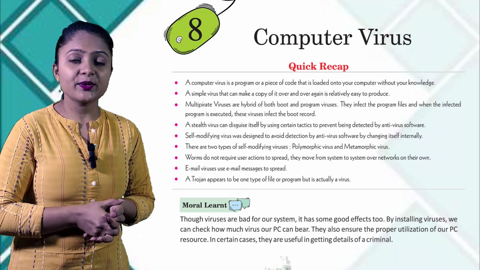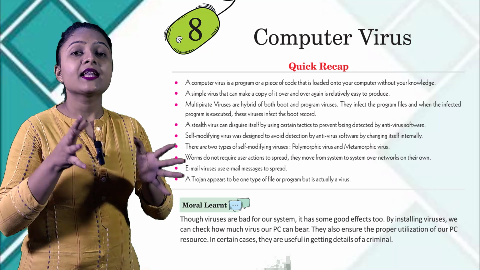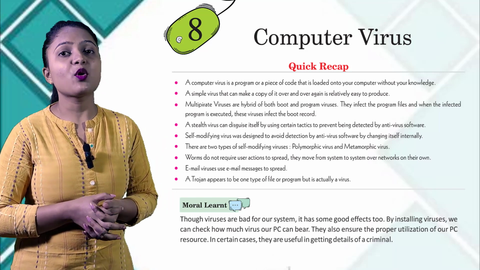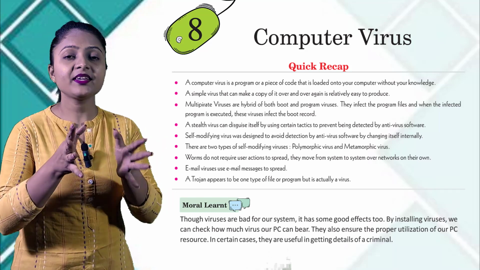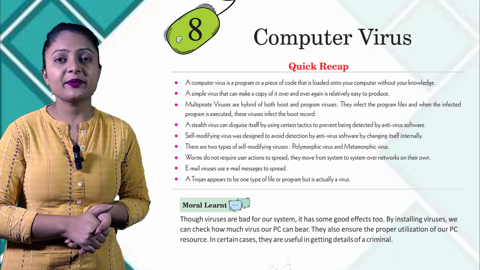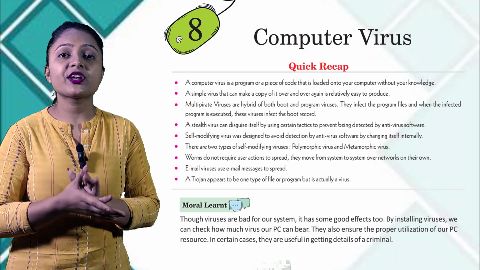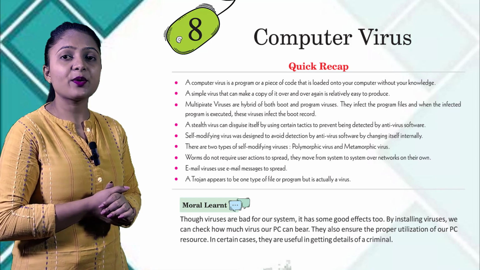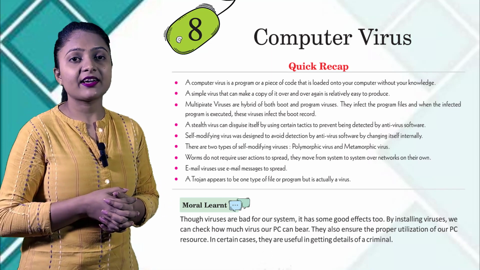Worms do not require user actions to spread. They move from system to system over a network on their own. Email viruses use email messages to spread. A Trojan appears to be one type of file or program but is actually a virus.